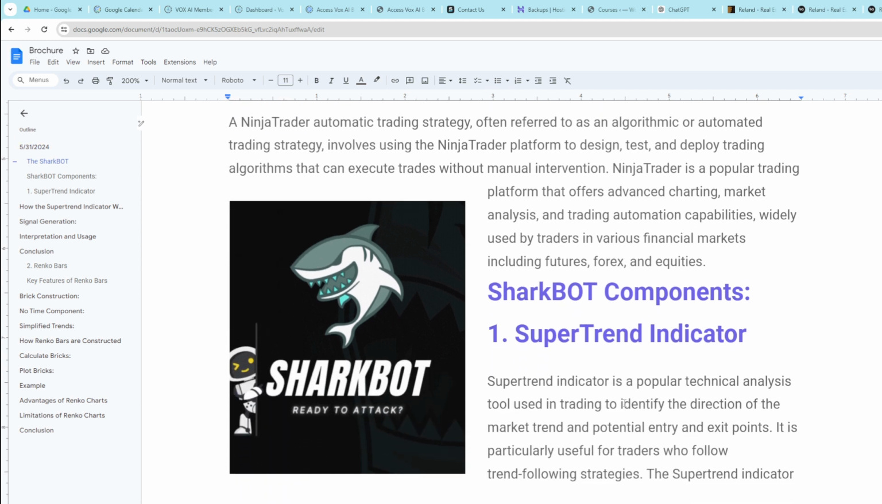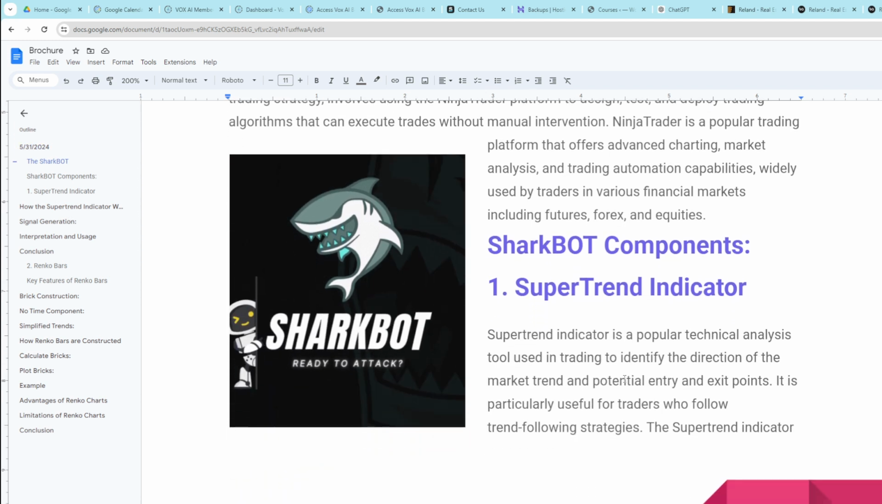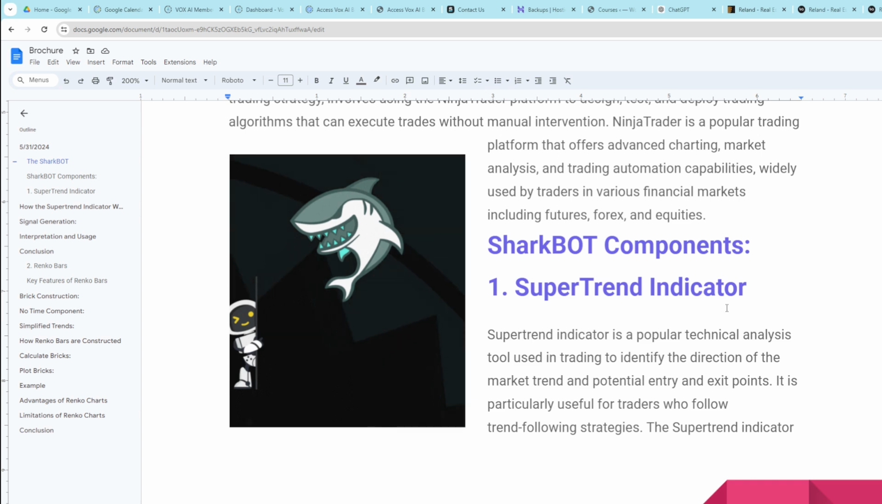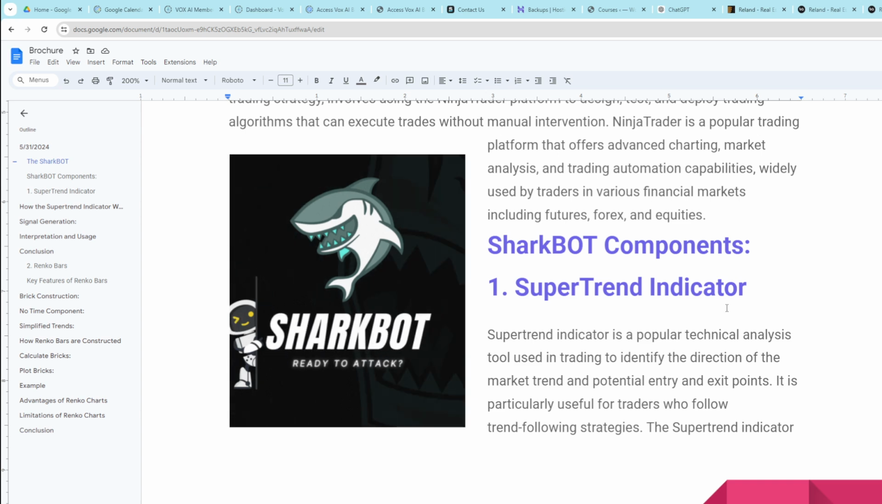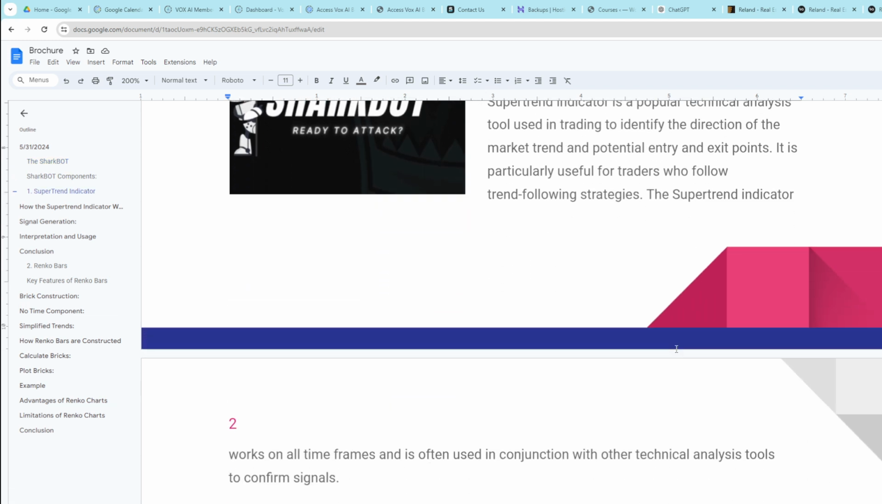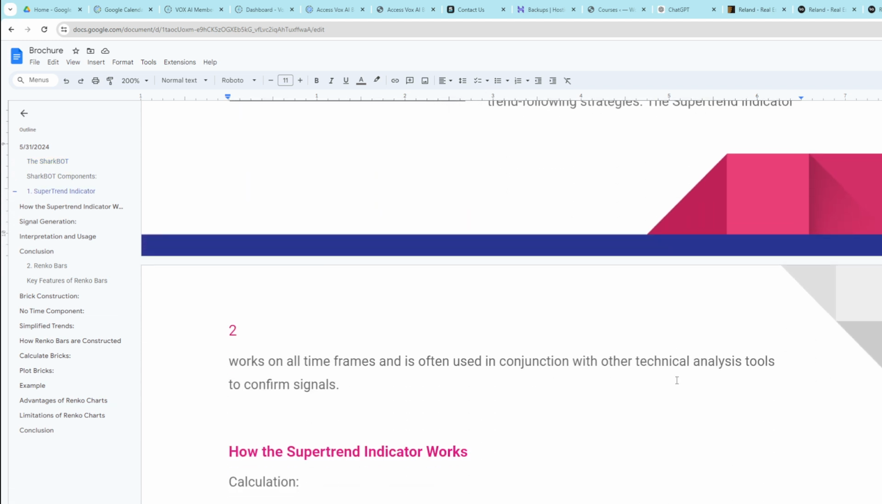Let's talk about the components. Number one, the super trend indicator. It is a popular technical analysis tool used in trading to identify the direction of the market trend and potential entries and exits. It is particularly useful for traders who follow trend following strategies. The super trend indicator works in all time frames and is often used in conjunction with other technical analysis tools to confirm the signals.